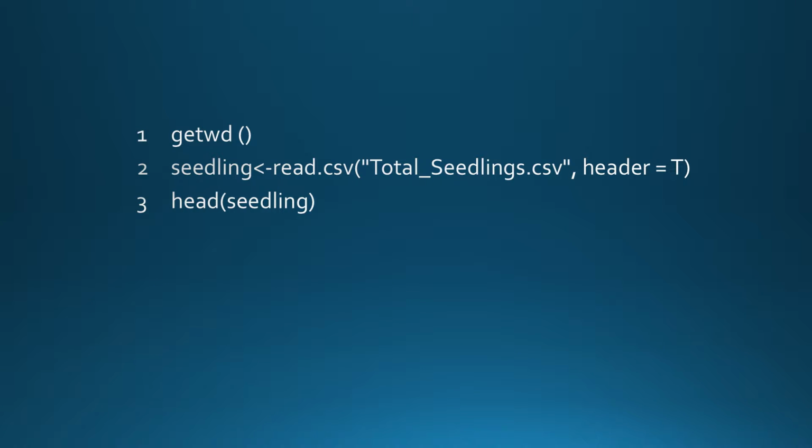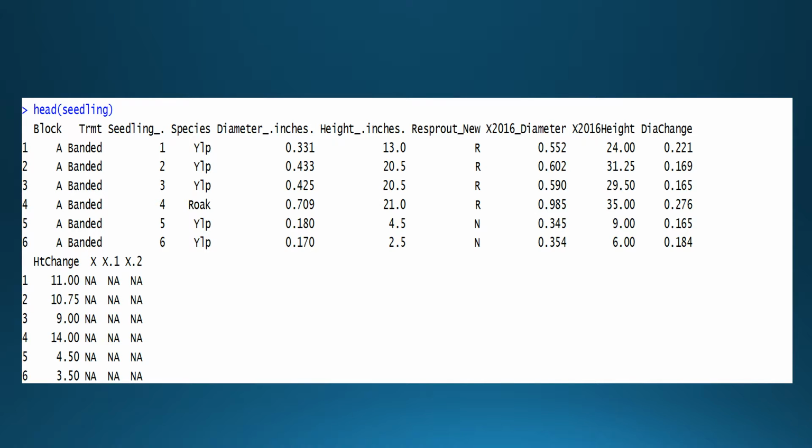So let's look at a little bit of code. This is your basic code to be able to download or upload a file into the R program. In this case, I named mine total seedlings and then named the data file seedlings. So this is kind of what we're looking at as far as analysis. The main thing that we're going to focus on with this data are the treatments, which is your second column, and the diameter change, which is the far right column.